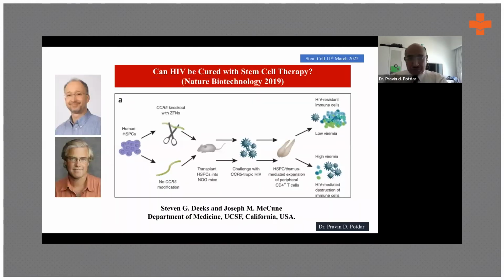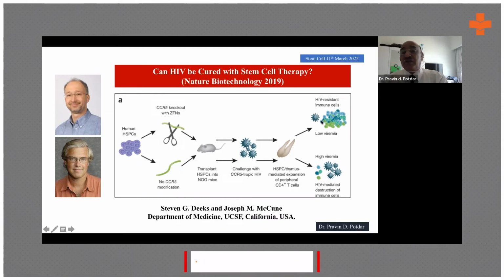Now, this is one of the experimental models shown by Dr. Dukes and Dr. McConney. Here he has clearly shown how he has done the knockout by gene editing technology. Now here you can use easier technologies, like CRISPR technology, for CCR5 modification in human stem cells, sorry, hematopoietic stem cells. Blood cells, meaning these are the lymphocytes. They injected them into mice, and then they saw the HPC and thymus mediated expansion of the peripheral CD4 cells.